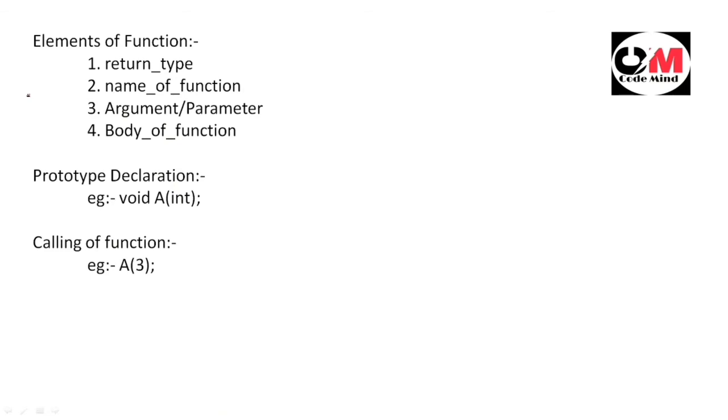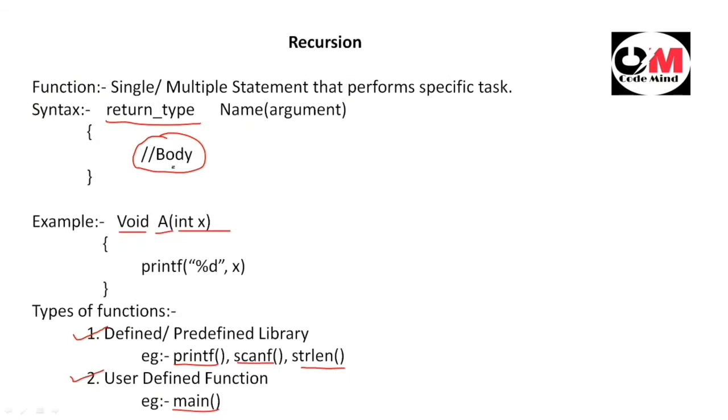The next concept is the elements of the function. What are the elements of the function? The first element is the return type. The second one is the name of the function. The third one is the argument or the parameter, and the fourth one is the body of the function. As we have already seen, all these four things make the function.